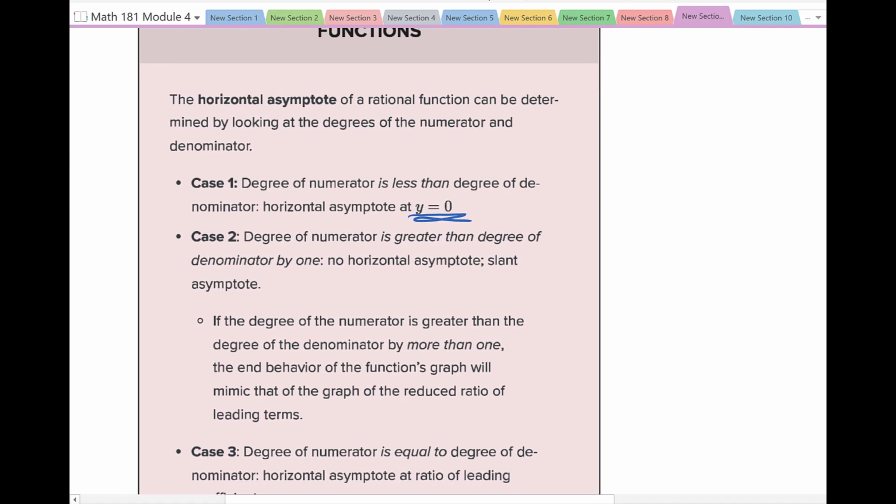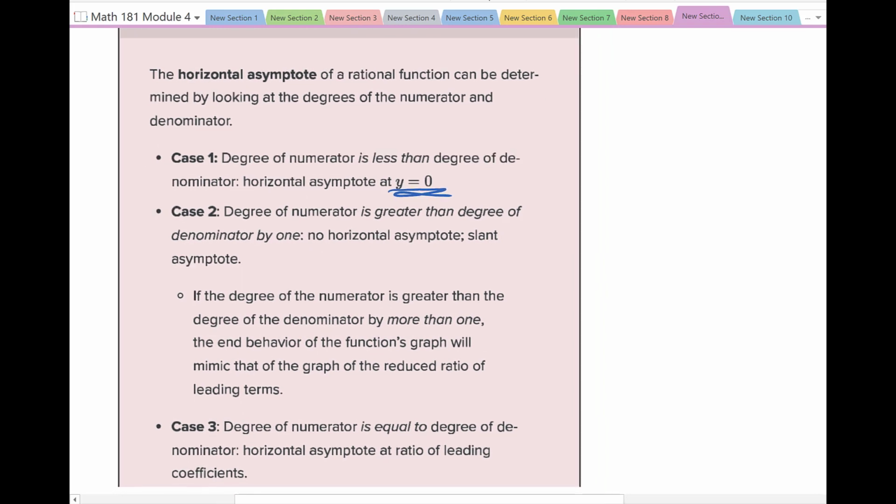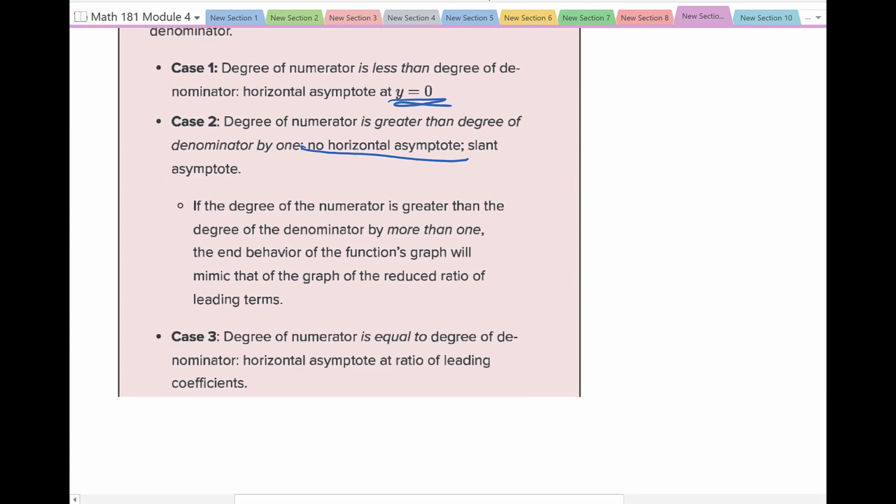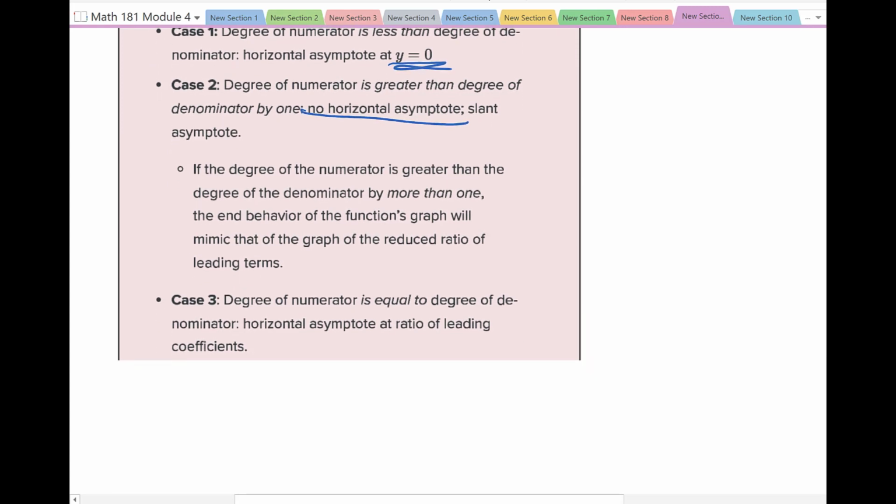If the degree of the numerator is greater than the degree of the denominator, there is no horizontal asymptote. As I discussed in the last section, you're going to have a slant asymptote if it's a 1 degree difference. If it's more than a 1 degree difference, no one really addresses this, but if it's a 2 degree difference, you have a quadratic asymptote. If it's a 3 degree difference, you have a cubic asymptote, and so on. But you wouldn't have a horizontal asymptote. That's the point. If the degrees of the numerator and denominator are the same, it's going to be the leading coefficient over the leading coefficient.